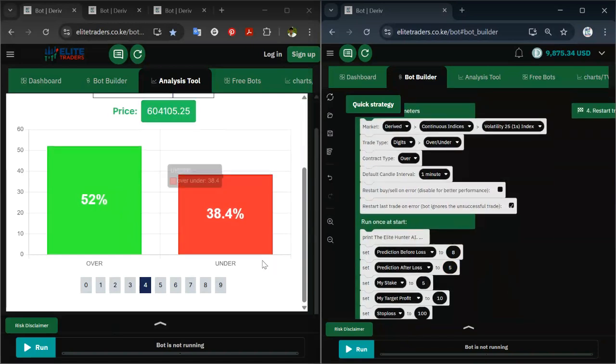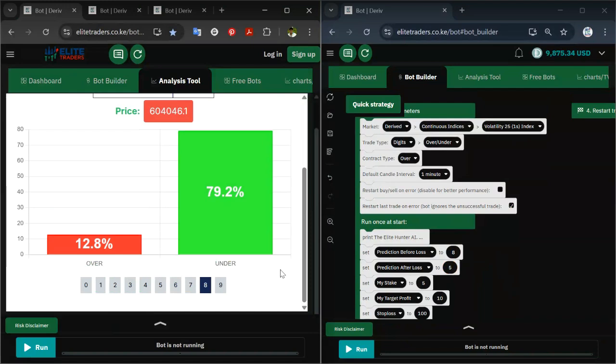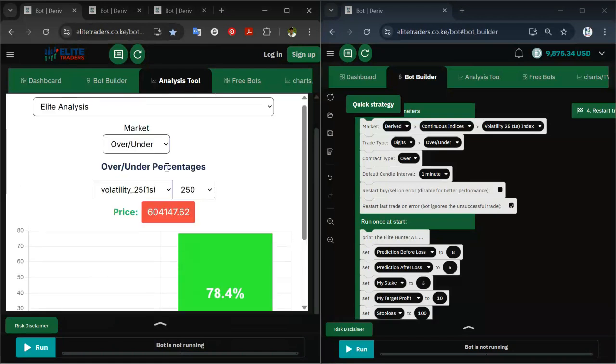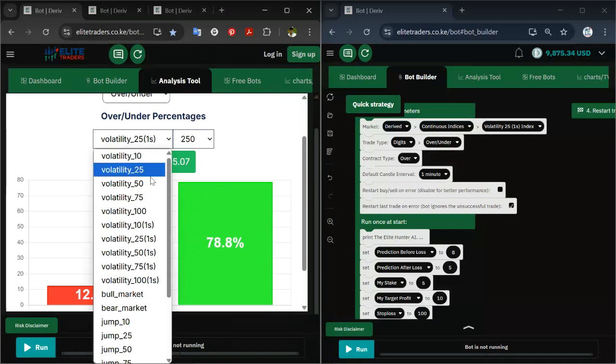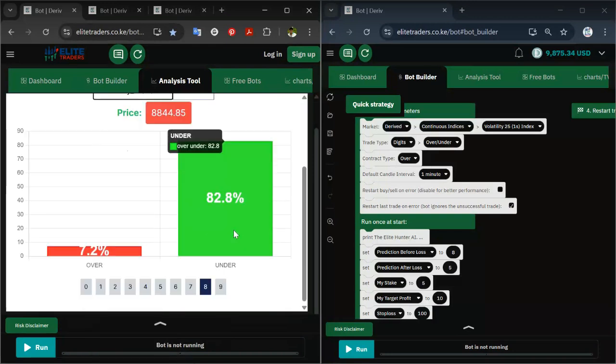So the first thing you do, you need to go on ERIT. This is actually ERIT analysis. So we need to check the under 8 market. Whenever you are trading over 1, the percentage should be 80% and above. The same thing applies when you're trading under 8: the percentage for under 8 should always be 80% and above. In this case, you can see it's 79%. So you need to switch these volatilities until you find a volatility which has 80% and above. For example, now this one.